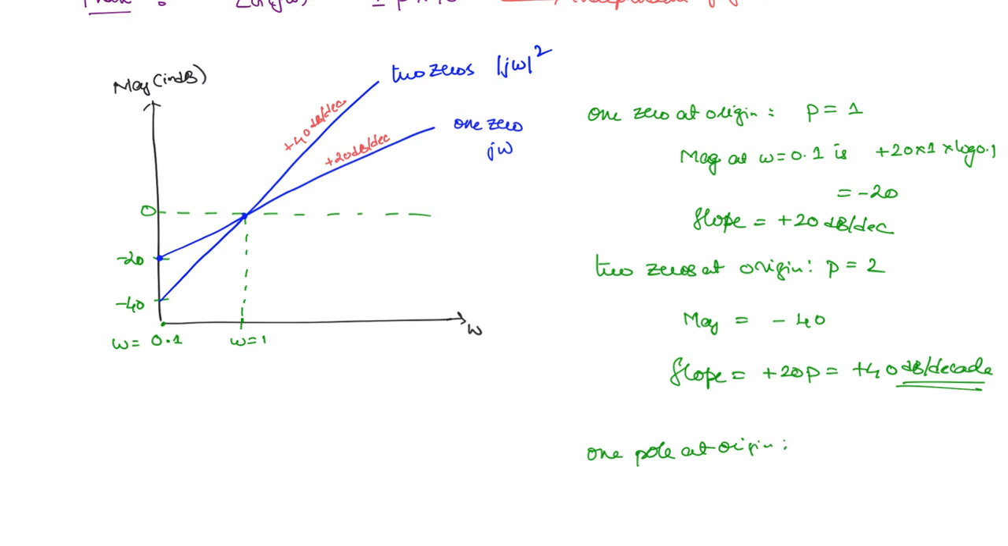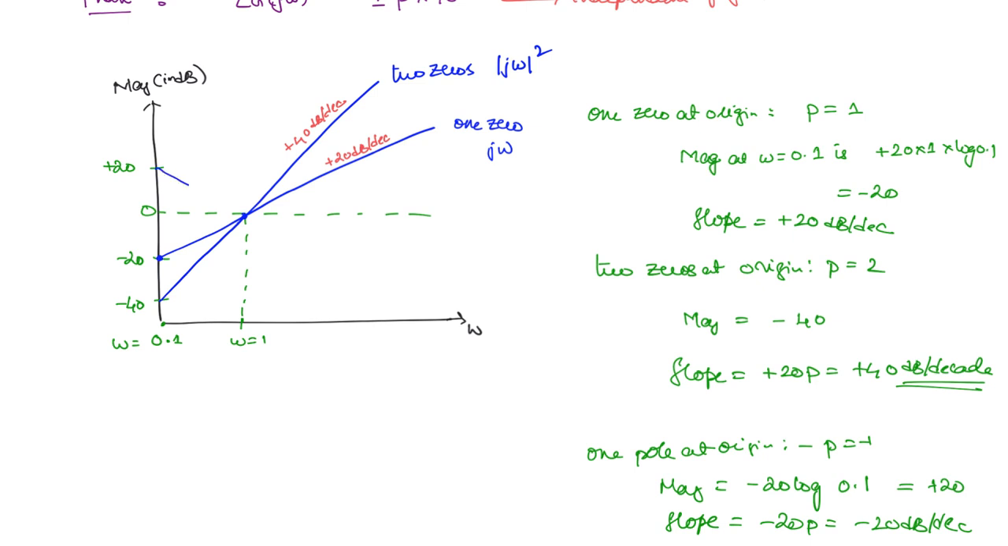This will give you P is equal to 1 only, but it is going to be minus P. Okay. Then what will be the magnitude? This is going to be equal to minus 20 log 0.1, which is going to give you plus 20. Then what about the slope? The slope is going to be minus 20p, which is minus 20 dB per decade. Okay. So it is going to start from plus 20 and then it is going to reach the same point, then it is going to come down like this.